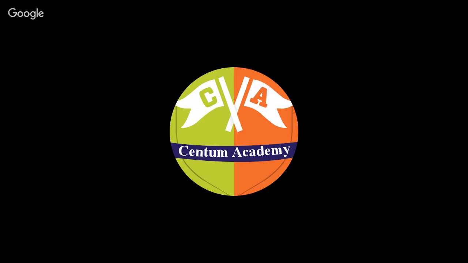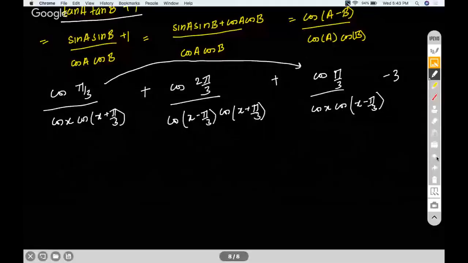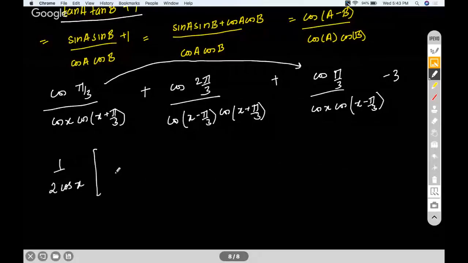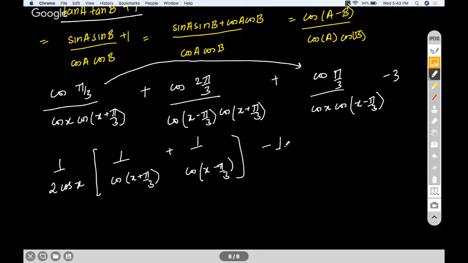So now what I'm going to do is club these two terms together, and first pull out a cos pi by 3. Cos pi by 3 we all know is half, so I don't have to write cos pi by 3 every time. So 1 by 2 cos x I can pull out, correct? So it'll become 1 by cos x plus pi by 3 plus 1 by cos x minus pi by 3. This term I can write as negative 3.